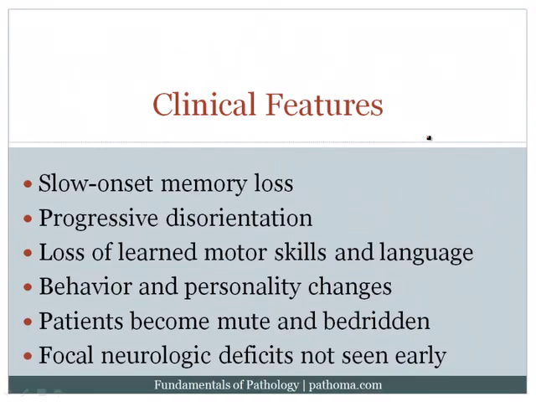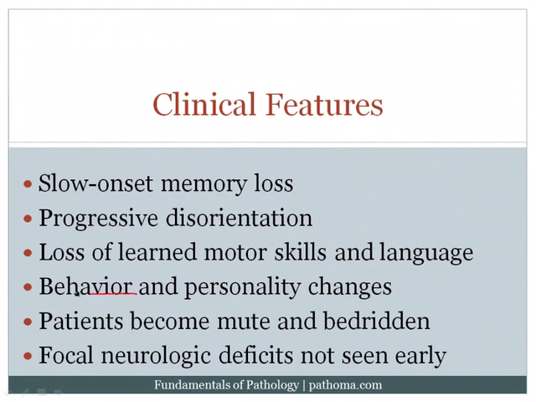The clinical features of Alzheimer's disease are all based on dementia. Now remember, dementia is memory loss plus cognitive dysfunction without any loss of consciousness. So this is sort of the definition of dementia. And so these patients get a slow onset memory loss. It's important to note that it's slow onset. It takes years to develop. And it begins with recent memory, and then it progresses to distant memory. Over time, they get progressive disorientation. They begin to develop cognitive dysfunction and begin to lose motor skills and language skills.